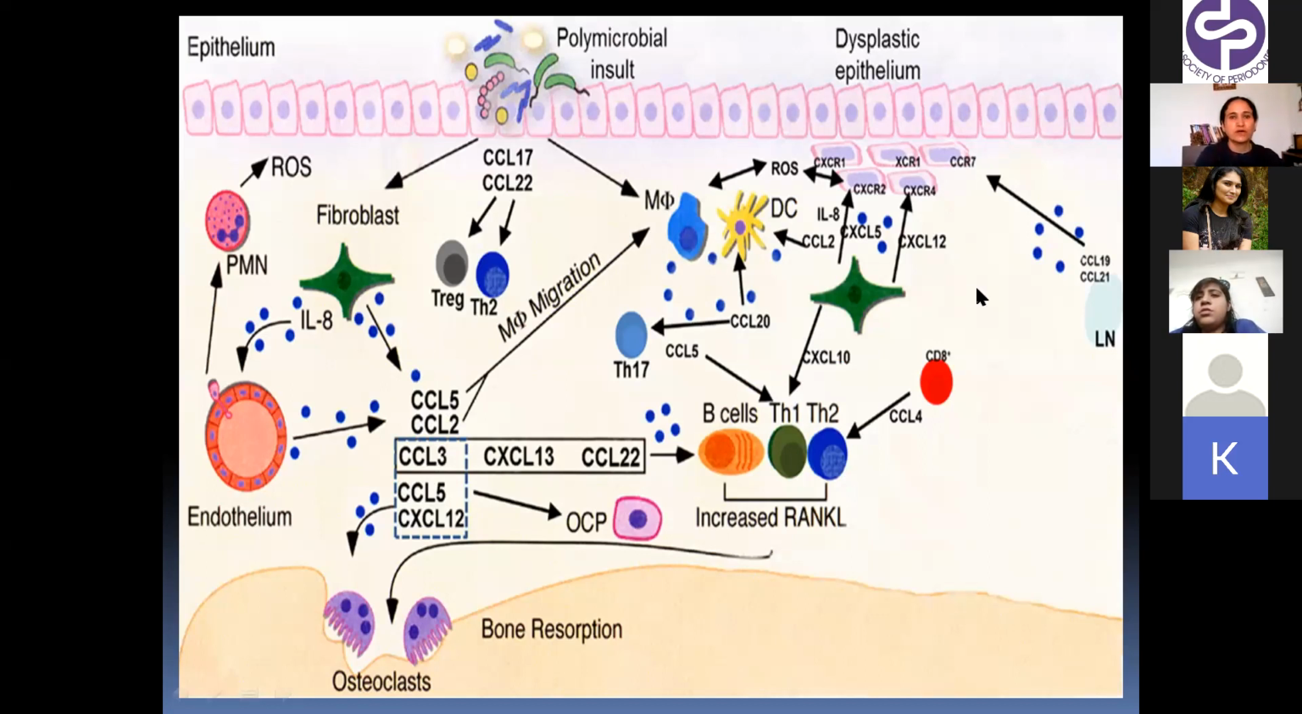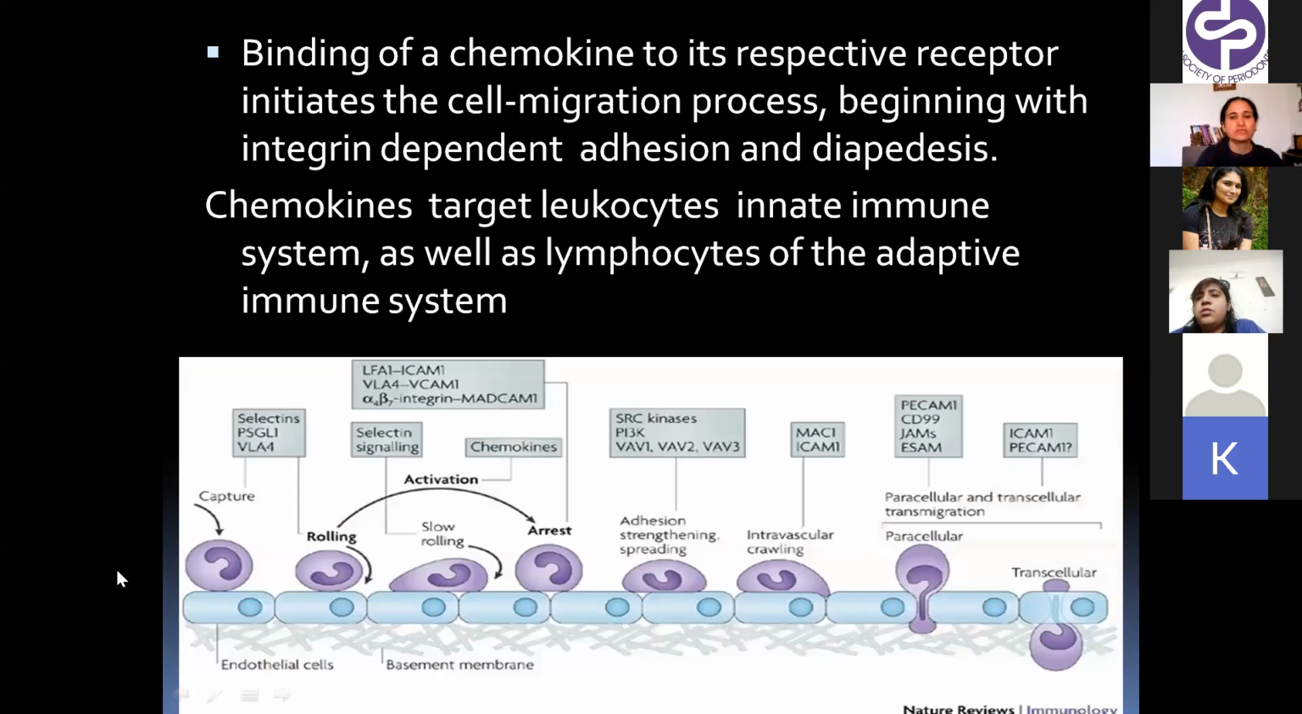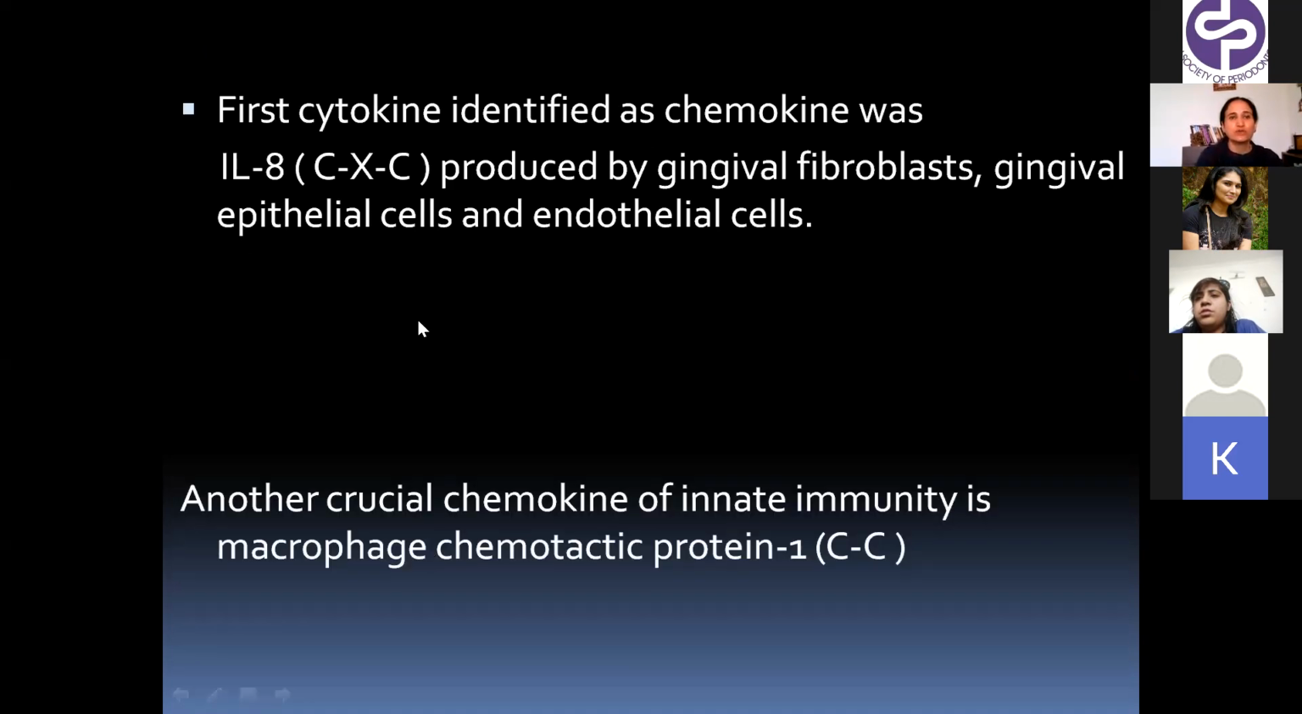So what does the cytokine do? You have already gone through how this transmigration takes place. Cytokines are important from that point of view. Another cytokine you have to remember is IL-8. This is important from the neutrophil recruitment point of view. This is a chemokine which is produced by gingival fibroblasts, gingival epithelial cells and endothelial cells, and this is the cytokine which recruits the neutrophils locally.